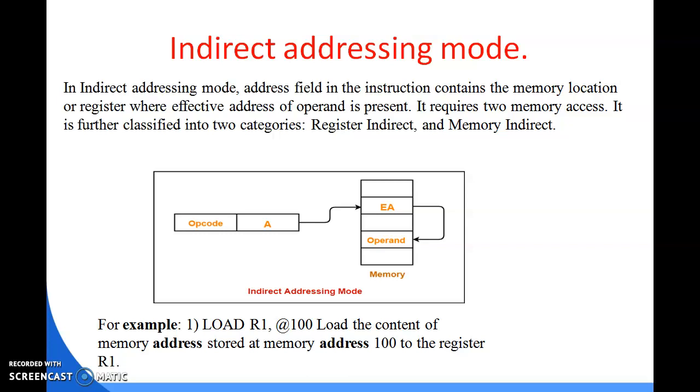So here, the address field in the instruction contains the memory location, right, or register where the effective address of the operand is present. It requires two memory accesses. It is further classified into two categories. So in direct addressing mode, within the instruction area where the instruction is stored, in that area the effective address of that data is stored.